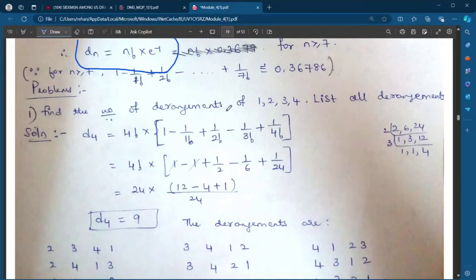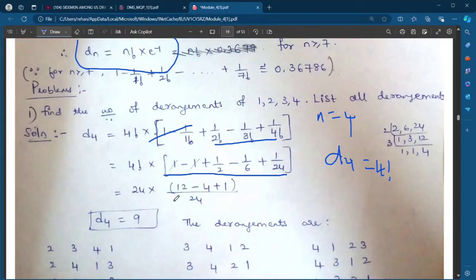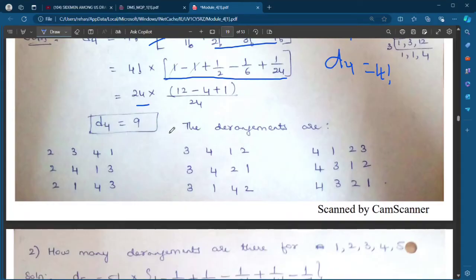Now see here, find the number of derangements of 1, 2, 3, 4 and list all the derangements. Here n is equal to 4. So D4 is equal to 4! times (1 - 1/1! + 1/2! - 1/3! + 1/4!), going up to 4. If it is odd, it will have minus before, if it is even, it will have plus before. 1/1! is 1, so these two things get cancelled. So remaining I have to find 1/2 - 1/6 + 1/24, and multiply by 24, which is 4!.